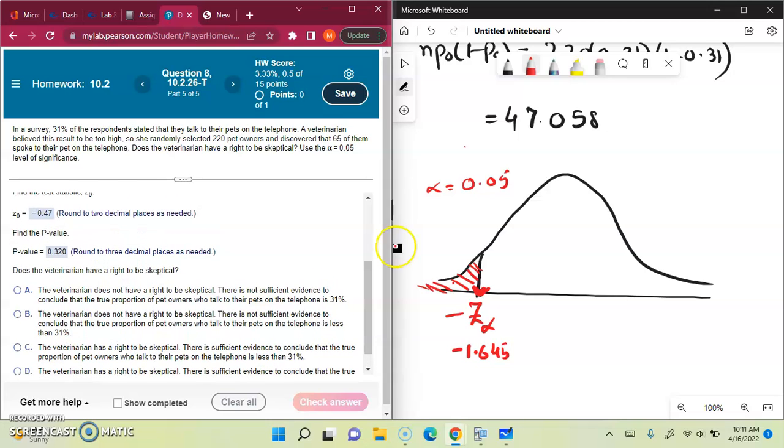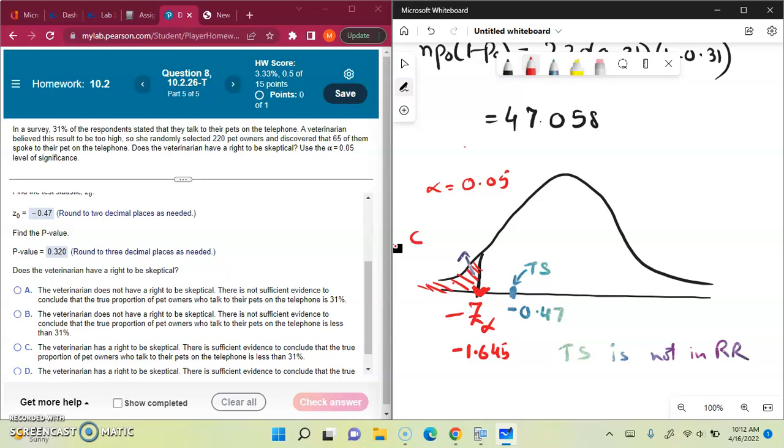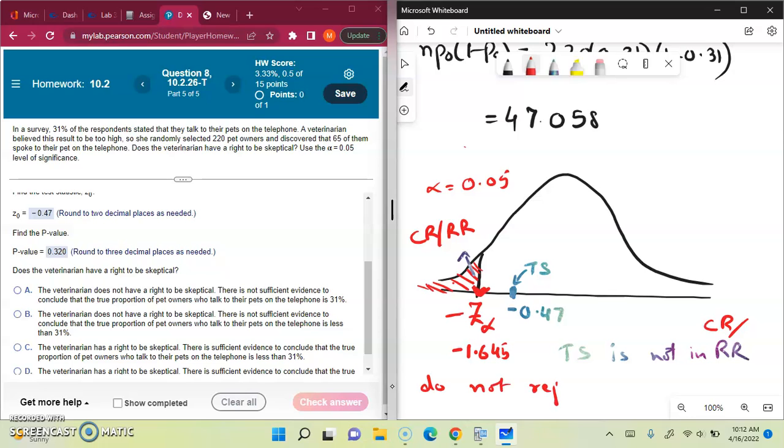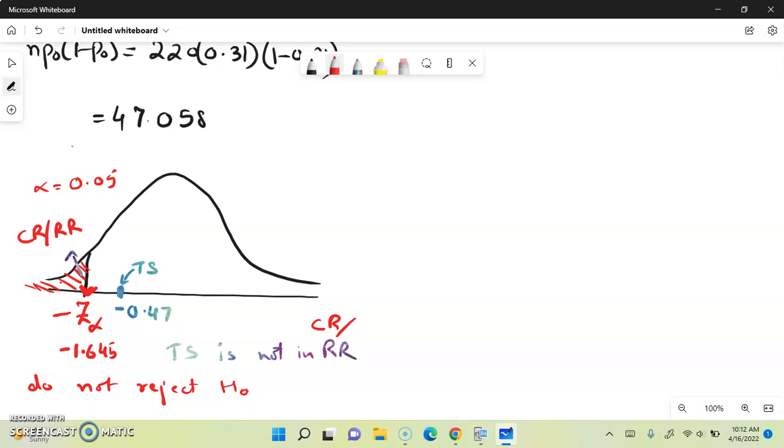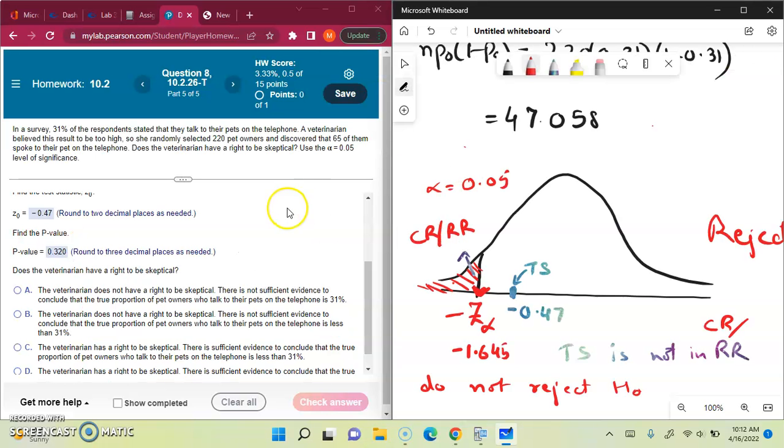And our test statistic is coming to be where? That is negative 0.47. So I think the test statistic is here. This is your test statistic. Yes, so the test statistic is not in your rejection area. If you remember, this portion is called the critical region or rejection region. So the test statistic is not in the critical region. That means we do not reject H naught. That is our analysis. If we do not reject H naught, we are not supporting H1.